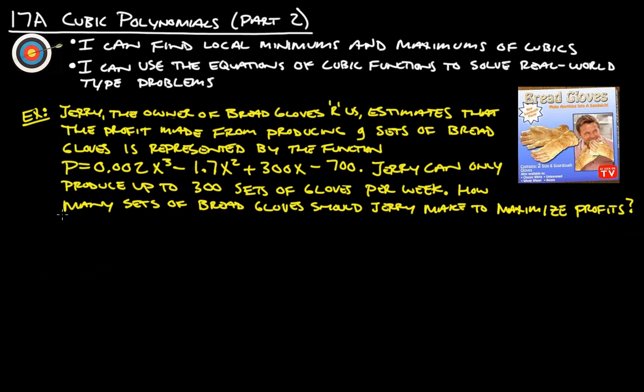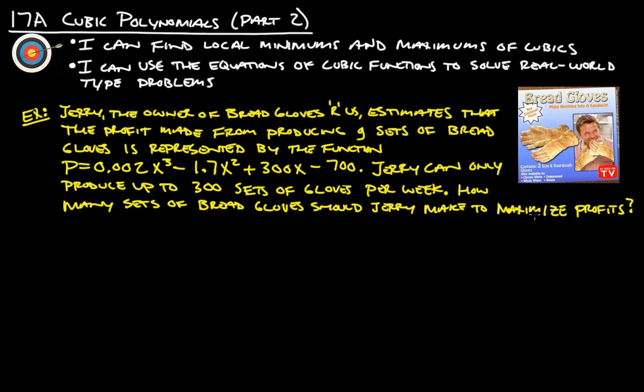All right, Jerry, the owner of Bread Gloves R Us, estimates that the profit made from producing G sets of bread gloves is represented by the function blah, blah, blah, blah, blah. Jerry can only produce up to 300 sets of gloves per week. How many sets of bread gloves should Jerry make to maximize his profits?